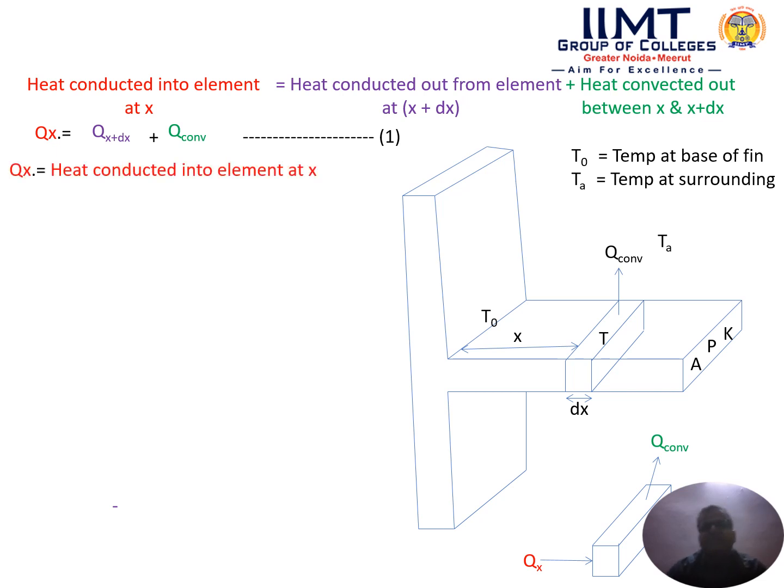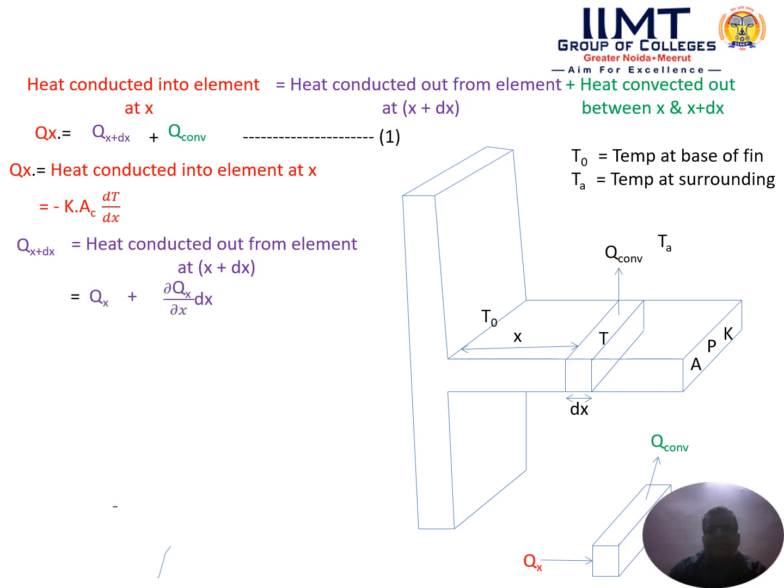Here qx is equal to heat conducted into the element at x. That is the heat conduction, and it is based on Fourier's law of conduction, and this will be equal to minus kAc dT by dx. Similarly, qx plus dx is the heat conducted out from the element at x plus dx, and this will be equal to qx plus del qx upon del x into dx. This will be the value of qx.